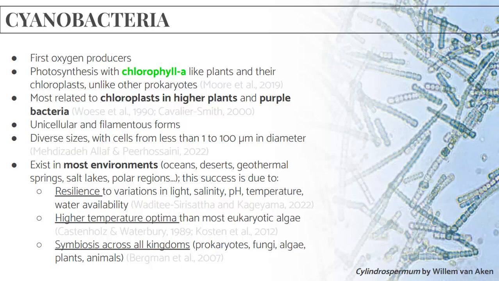A little about cyanobacteria is that they were the first oxygen producers. They photosynthesize with chlorophyll A like plants and their chloroplasts, unlike other prokaryotes. They are most related to chloroplasts in higher plants and purple bacteria. They have unicellular and filamentous forms in many different sizes, and they exist in most environments, a success that is due to their resilience to variations in light, salinity, pH, temperature, because they have a higher temperature optima than most eukaryotic algae, and because they display symbiotic relationships across all kingdoms.